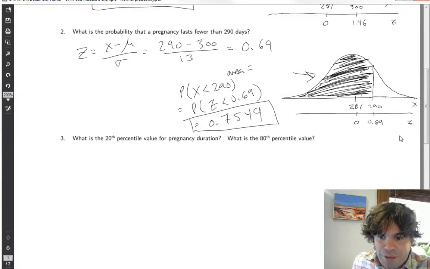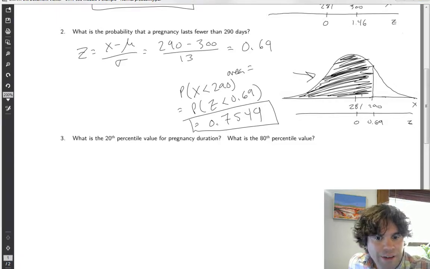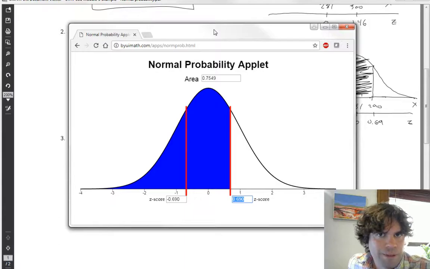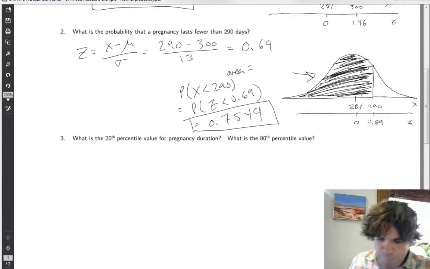That's one reason I always recommend drawing the picture before you do these problems. It can give you a sense of what sort of number to expect. It also makes it a lot easier to figure out what to put in here, because you just make the applet look like the picture you drew. Okay, next one.